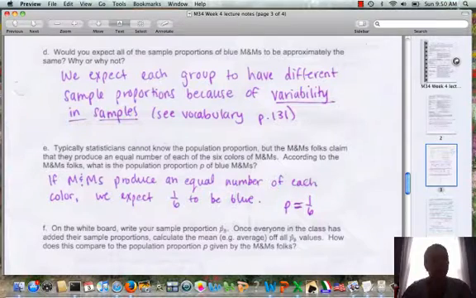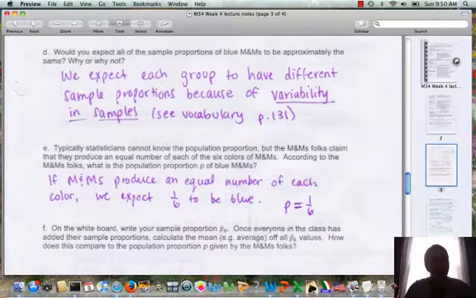Question D asks, would you expect all of the sample proportions of blue M&Ms to be approximately the same? Why or why not? So we do expect each group to have different sample proportions because of variability in samples. So variability is the change in samples. Again, we're not going to expect every sample to be exactly the same because we've got this random selection of M&Ms going on. So samples are going to have variability or differences, but overall we're going to see some trends.